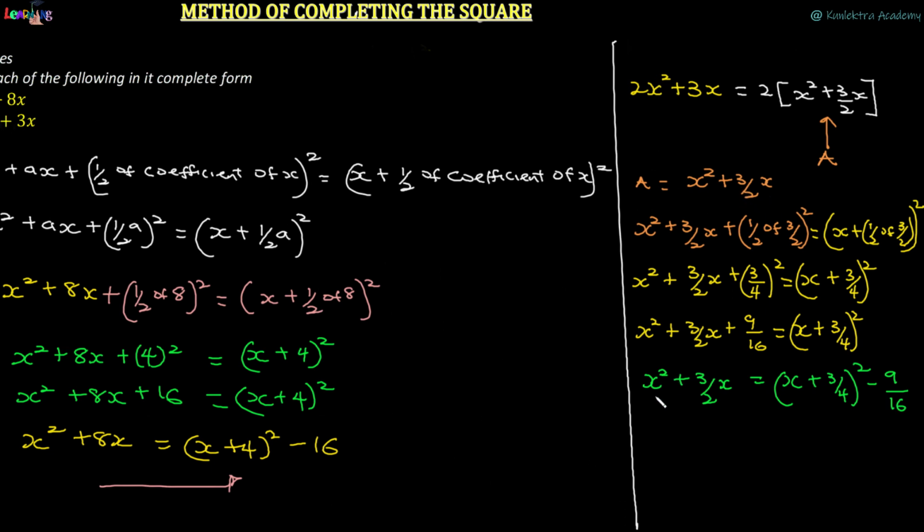Note that our a is equal to x squared plus 3 over 2 x. Now, we have x squared plus 3 over 2 x is equal to this function. Now, we substitute the factorization of the incomplete form, which makes it a perfect square, into this function. You now have your 2x squared plus 3x to give us 2 times x plus 3 over 4 squared minus 9 over 16.